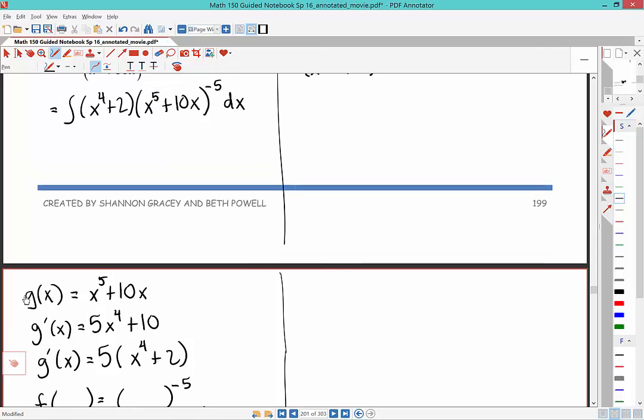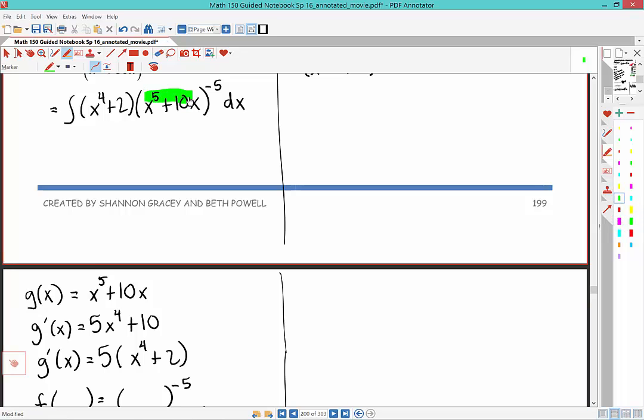So, matching everything up, we'll have our g of x, whoops, sorry, that's for g prime. Actually, we don't have it quite yet. Do you see that we have our g of x here, right? That's our g of x. We almost have our g prime, but what are we missing? Good, we're missing the 5.